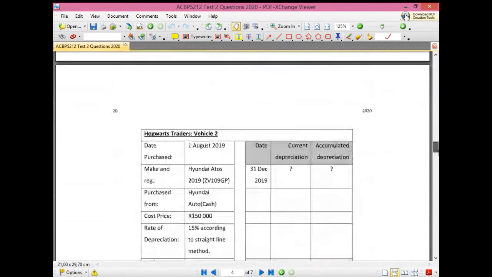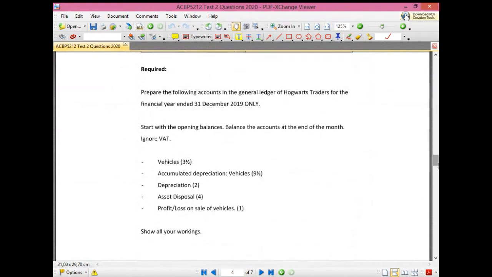The first thing you need to do is read what is required. They ask you to prepare the following general ledger accounts for Hogwarts Traders, for the financial year end 31st of December 2019 only. The reason they only tell you it's for that year is because with depreciation there could be multiple years. By limiting the year that you have to disclose, they limit the amount of information that you have to record.